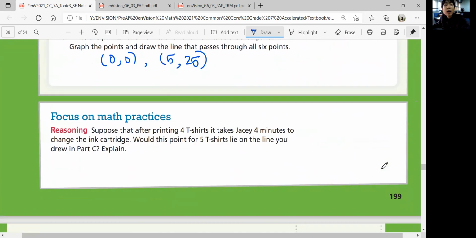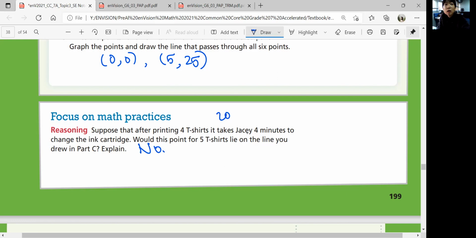Okay. Suppose that after printing 4 t-shirts, it takes JC 4 minutes to change the ink cartridge. Would the point for 5 t-shirts lie on the line you drew in part C? Okay, so after you print 4 t-shirts, she needs 4 minutes to change the ink cartridge, and then she can continue on. So in this case, would 5, 25 be on the same line? Well, no, because why? The y coordinate of the point for 5 t-shirts would be different.